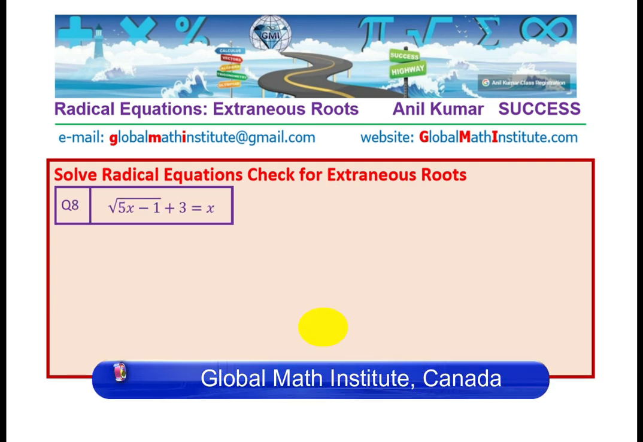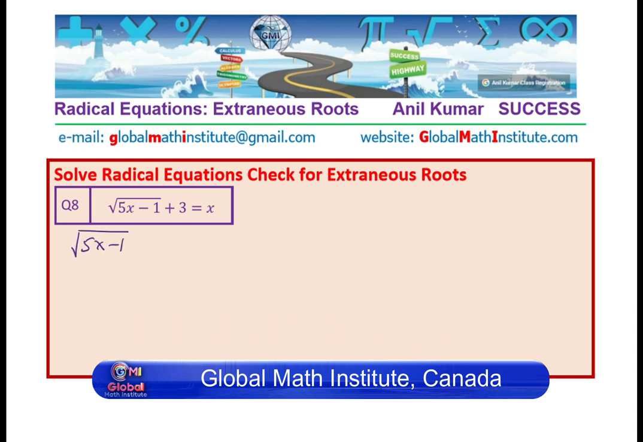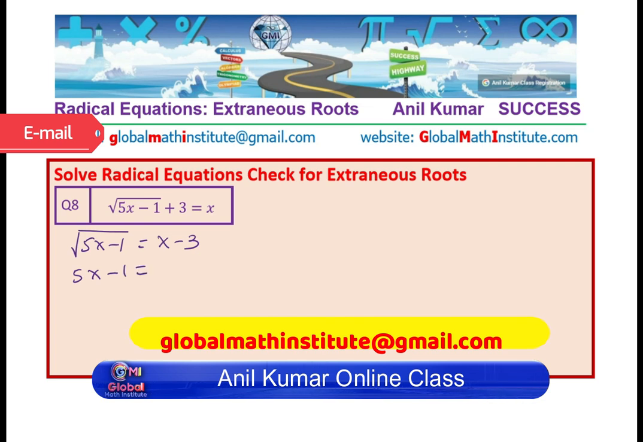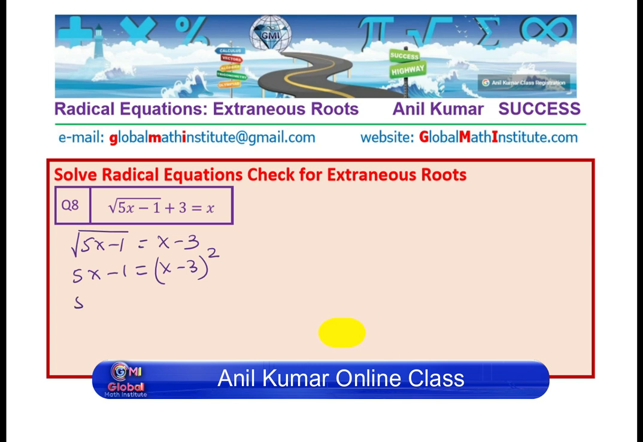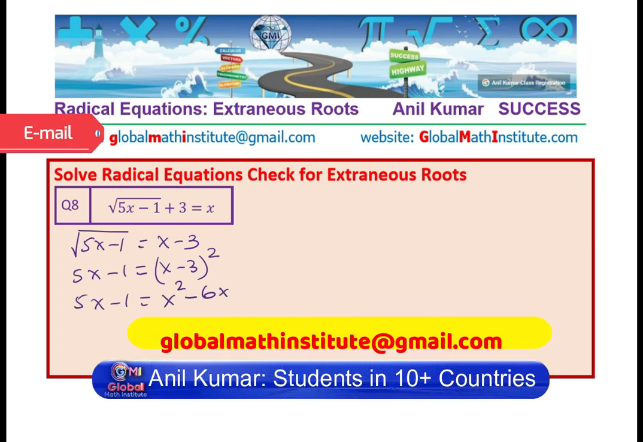These are slightly difficult questions. I'd like you to pause the video and try them out. Now here we have a very similar question. Let's rewrite this. We have square root of 5x minus 1. Taking 3 to the other side, we get x minus 3. Square both sides. 5x minus 1 equals to x minus 3 whole square. That gives us 5x minus 1 equals to x squared minus 6x plus 9.